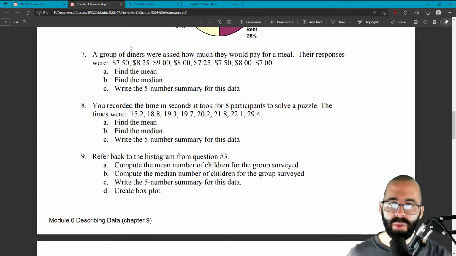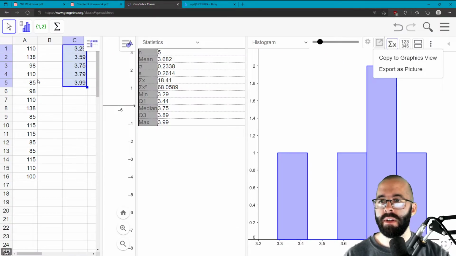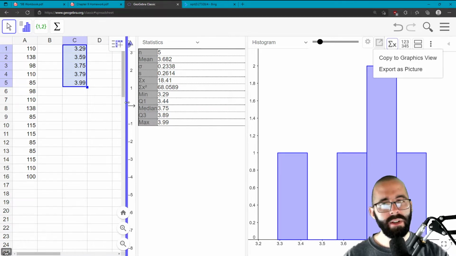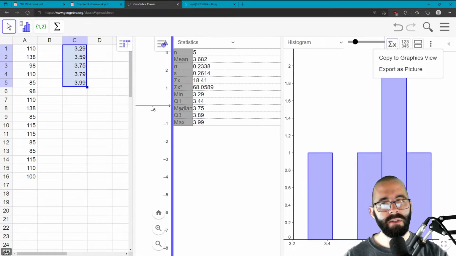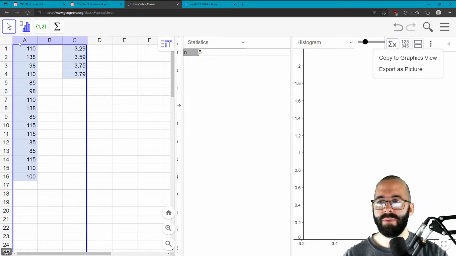A group of diners were asked how much they would pay for a meal, and these were their responses. We're going to use GeoGebra to analyze these responses. Then we're going to go over here. I want a little bit more room here, so I'm going to slide this over. We don't need this stuff from earlier.